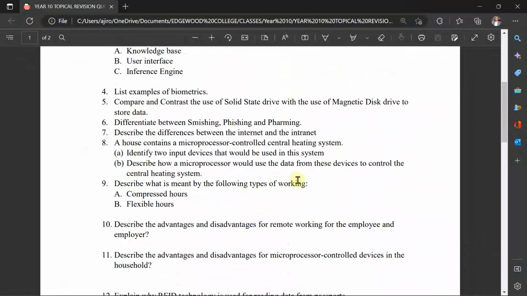describe the advantages and disadvantages for remote working for employees and employer. Questions like this, you have to look at the advantage for the employee, disadvantage for the employee, advantage for the employer, disadvantage for the employer. Okay, now the advantage for the employee will be able to work with flexible hours. Like I said, I've talked about flexible hours in the previous video, so you might want to check it out to know what I'm talking about.